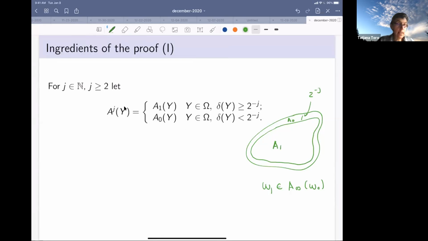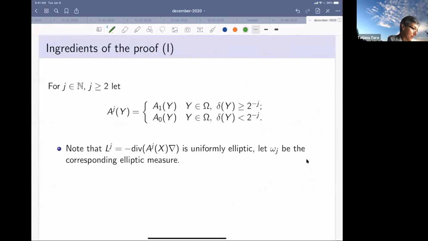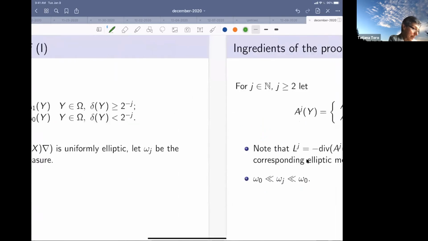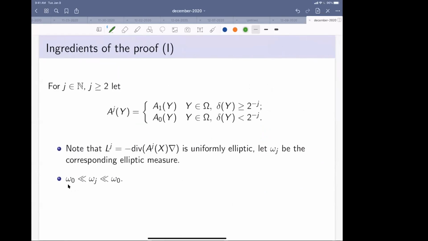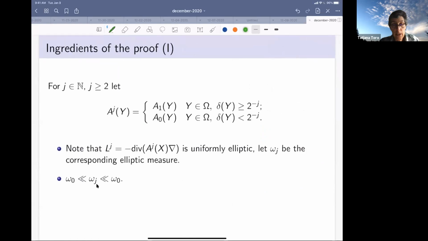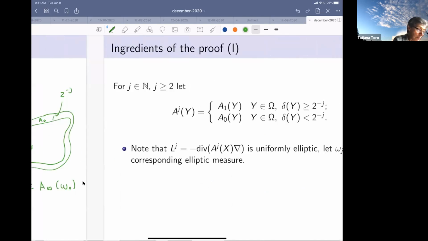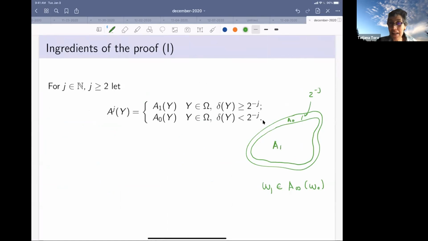I'm going to look at the elliptic measure of A_J, because A_J and A0 correspond on a neighborhood on the boundary. I know that the corresponding elliptic measures are mutually absolutely continuous, and besides that, we know that they are A infinity. So if you think of it, of course I have to be lying, but in some sense, yes, that is the basis of the idea.